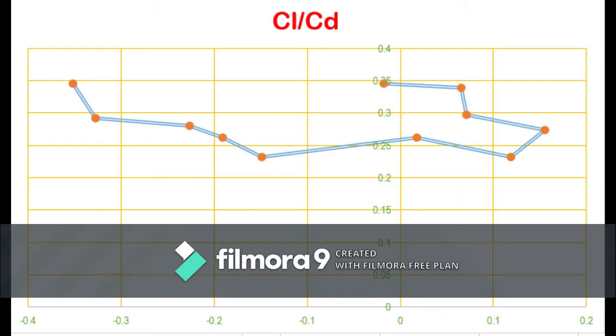This graphic, the last one, is just a way to see the lift coefficient on the horizontal axis and the drag coefficient on the vertical axis. This also acts like a kind of parabola.